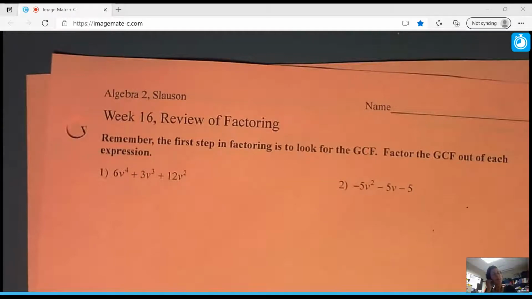Everybody, welcome. We are in week 16, and in this video we are going to be reviewing factoring because we are going to be doing a ton of factoring in this chapter.